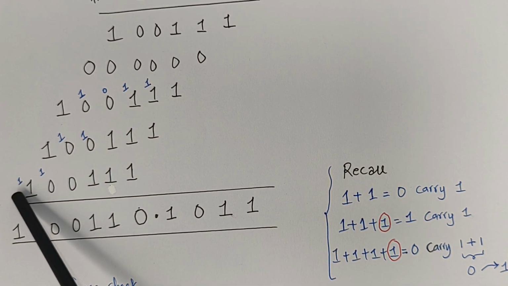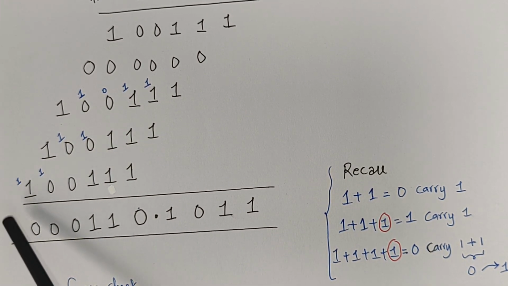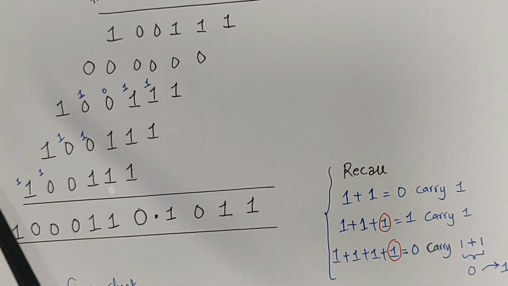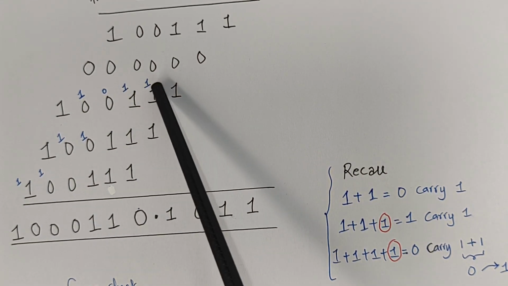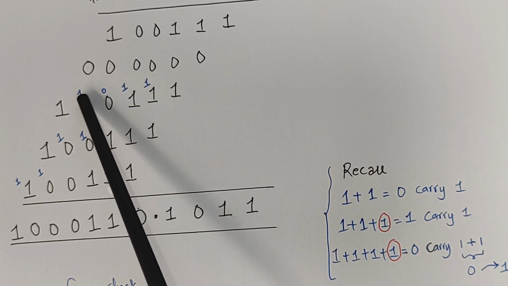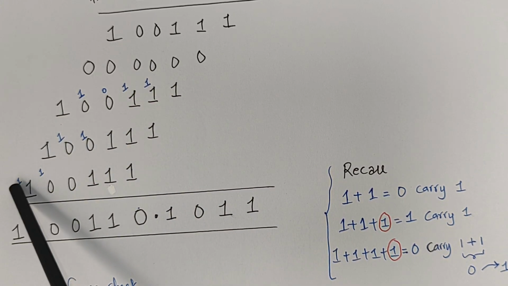Okay, now we have the 1 here. So 1 plus 1 will be 0 carry 1. In this last one, it has no other value to add up with, so it will be 1. So please take note that the carry 1 is what I indicated as the blue color 1 here.